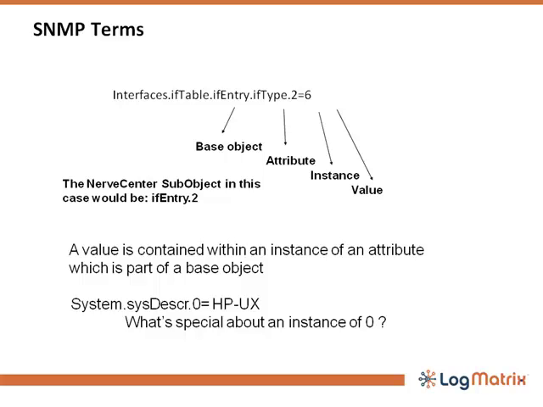What is there that is special about an instance of 0? The instance of 0 means that there is one and only one of them. If you see a subobject of 0, there are no others. It's not a table. It's a single object. System.0 is a single object. ifentry, on the other hand, could have any number in it, from 1 to God knows how many, depending upon the device. So there's nothing special about it because that's a table. But if it's a 0, you can be assured that there is one and only one of them.